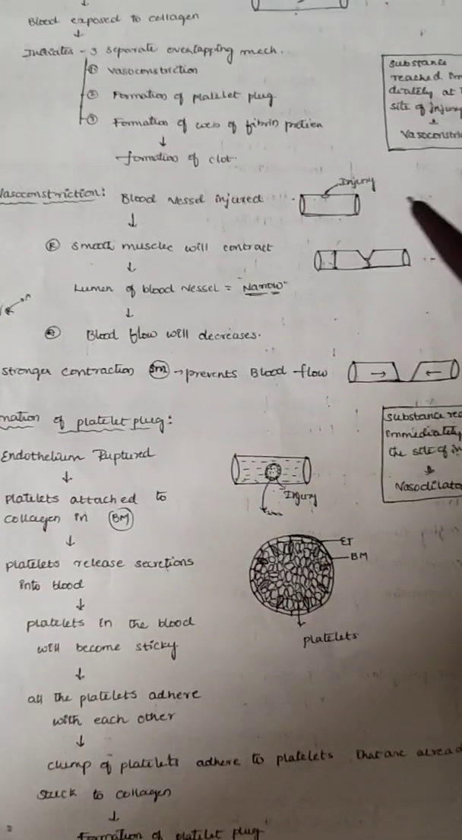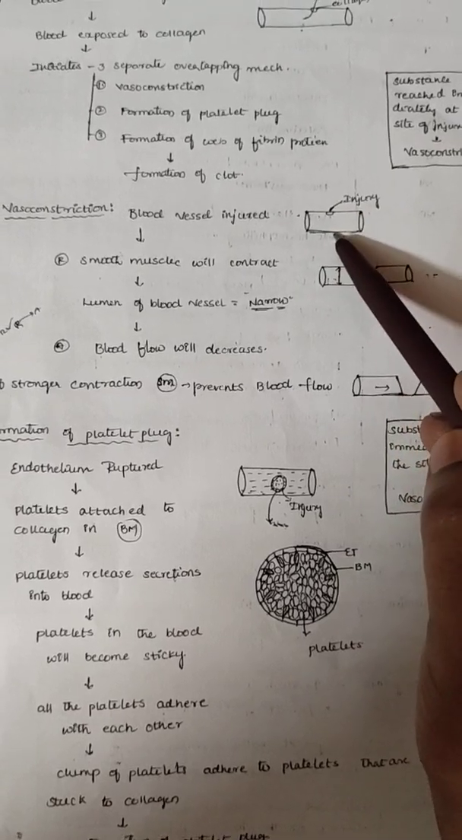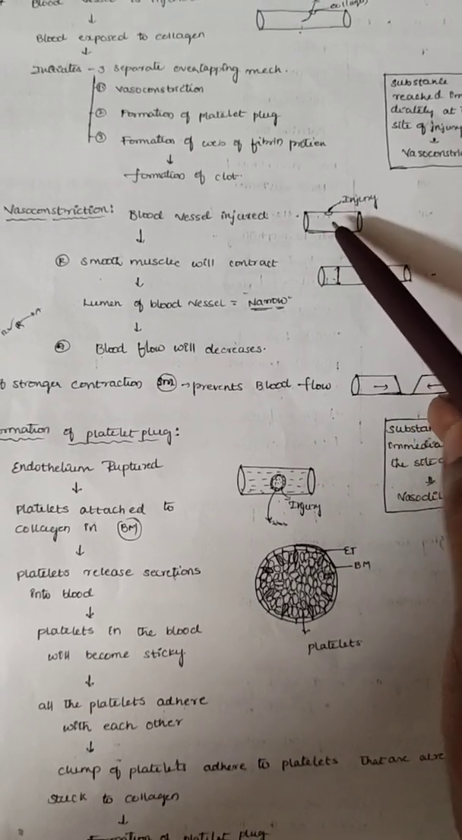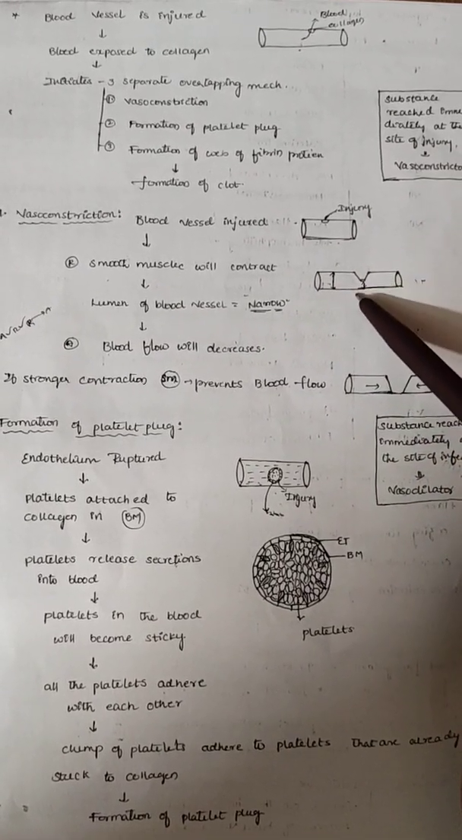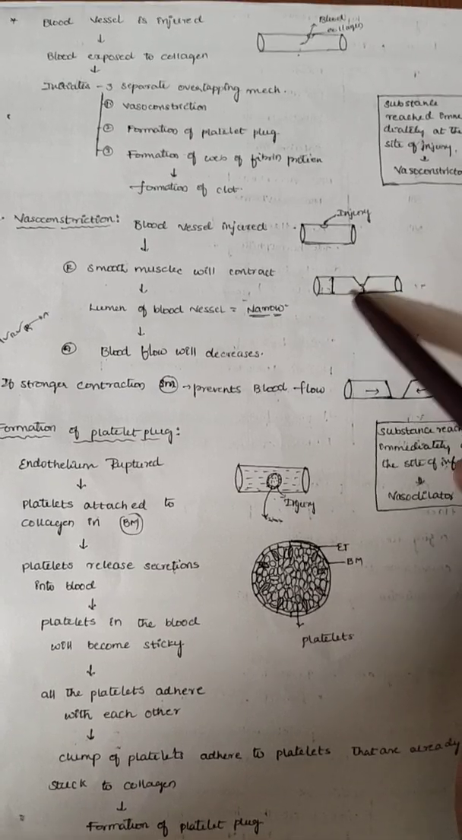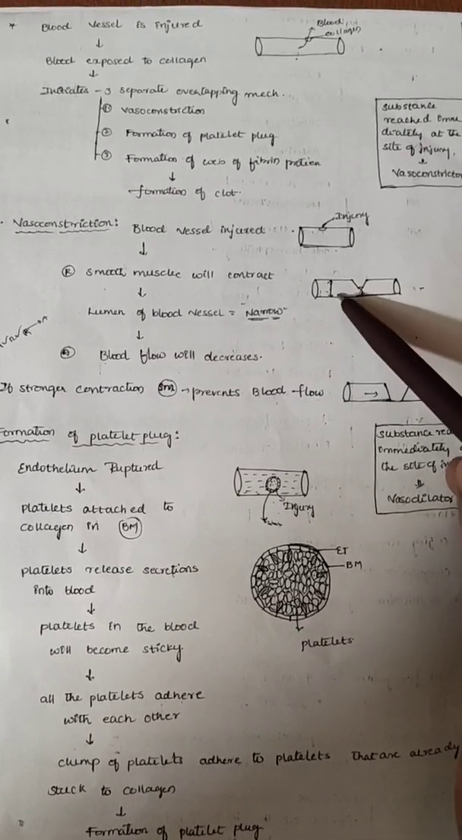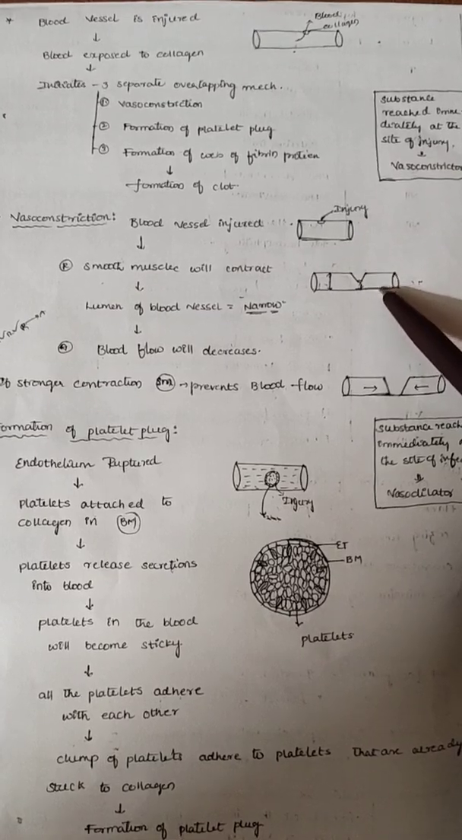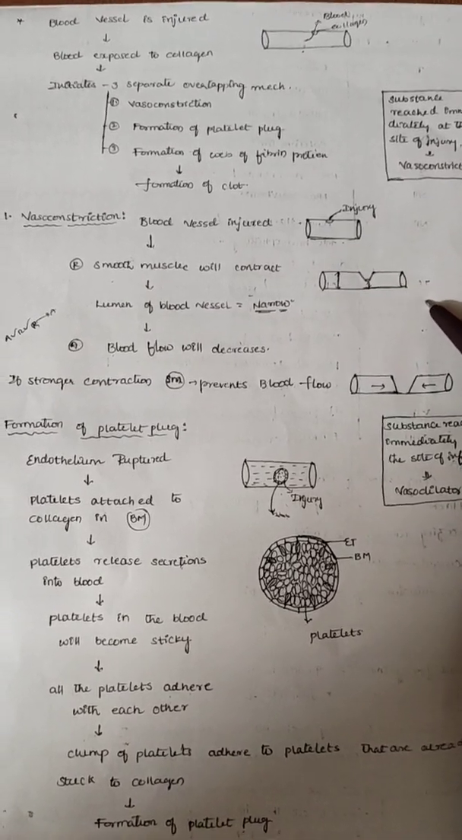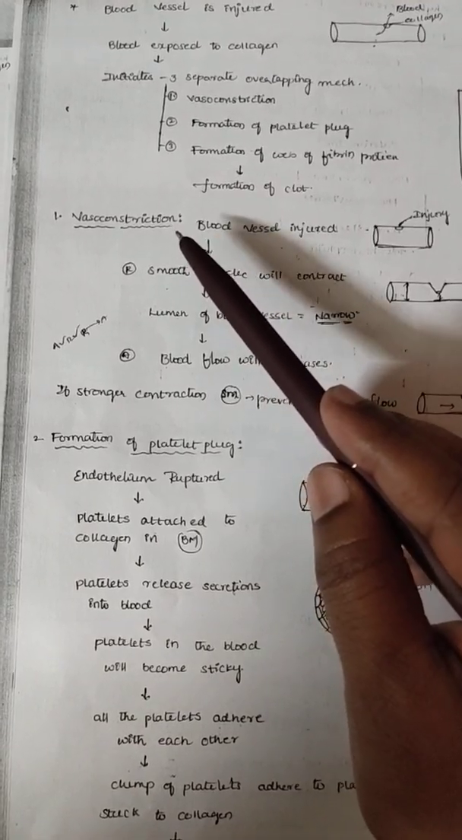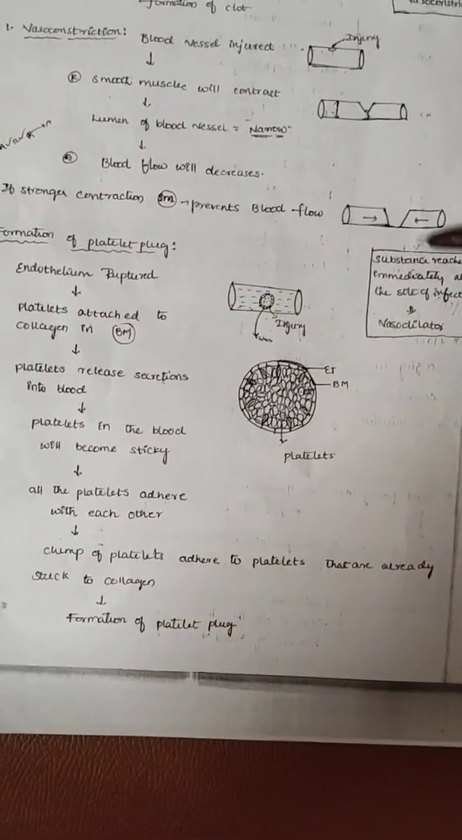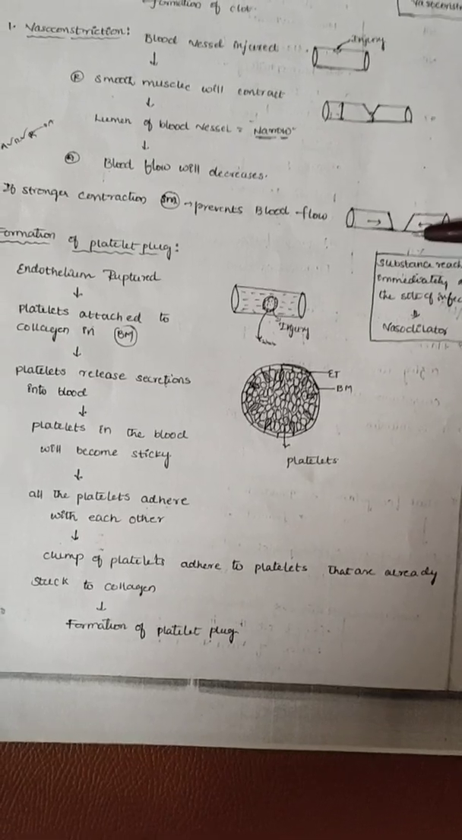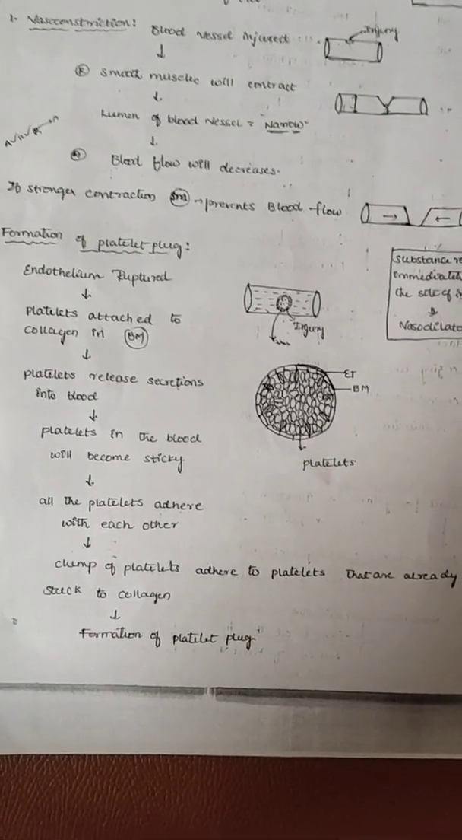Now vasoconstriction. When the blood vessel is injured, now these are the smooth muscles. Smooth muscles will contract. When the smooth muscles contract, what will happen? The lumen of the blood vessel becomes narrow. When the lumen becomes narrow, blood flow is decreased. That is the first step, called vasoconstriction. And when a stronger contraction occurs, like this, it can prevent the blood flow.